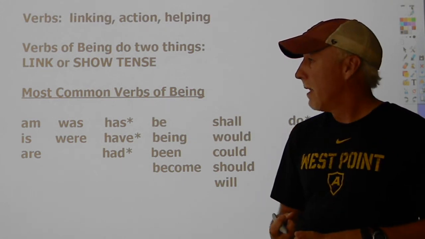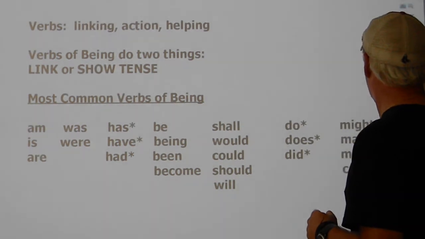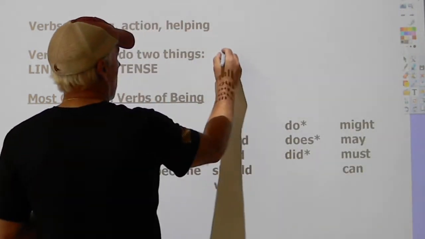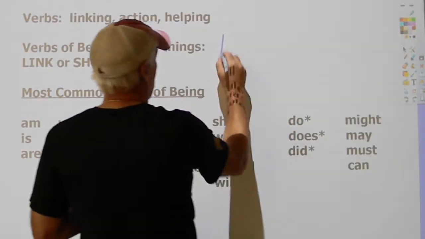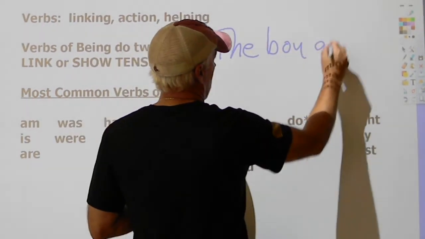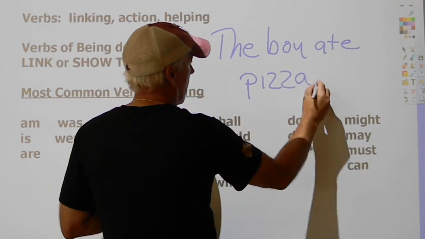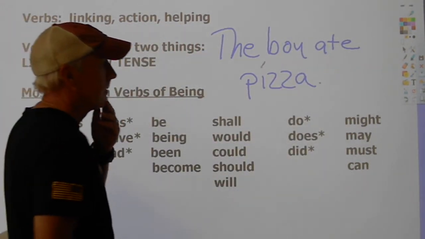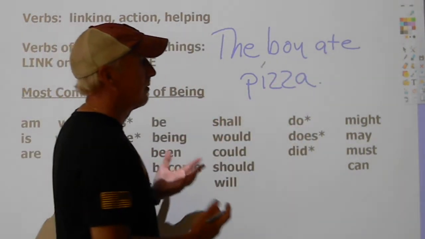All right? If I gave you a sentence, for example, see if I can do this. The boy ate pizza. What's the verb? Ate. What kind of verb is it? It's an action verb. It's performing an action.